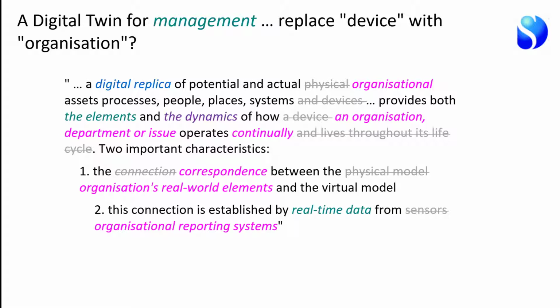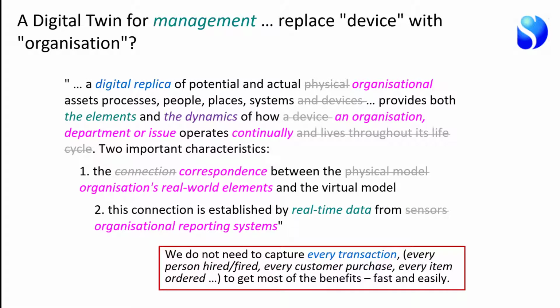Now, an important distinction here, those physical digital twins pick up every single event that happens to that piece of equipment. The equivalent here would be that we would pick up every transaction that happens to the organization. So every person hired and fired, every customer purchase event, every item ordered and flowing through the supply chain and so on. And that would be a huge model. I'm not saying it's impossible, but it would be enormous, and it would be very demanding to specify and create.